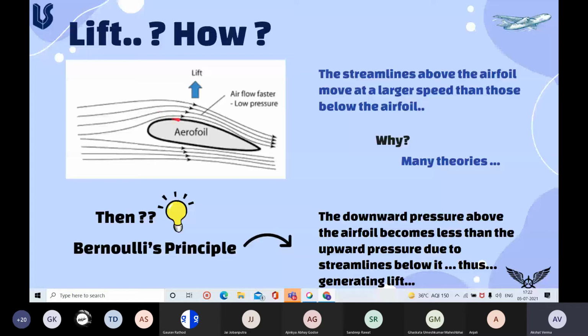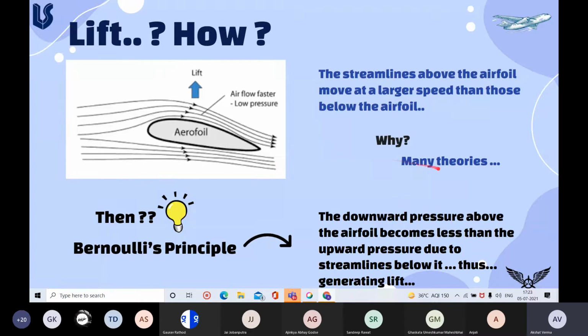So this is the part where the velocity of wind is larger, so this will produce less pressure due to Bernoulli's principle, and this is the part which has a lower velocity of wind, so this will produce a higher pressure of air on the airfoil. Due to this differential pressure, that is the difference between the upper and lower part of the airfoil, a lift is generated, that is a net upward pressure, and this is the main reason of lift generation. The downward pressure above the airfoil becomes less than the upward pressure due to streamlines below it.